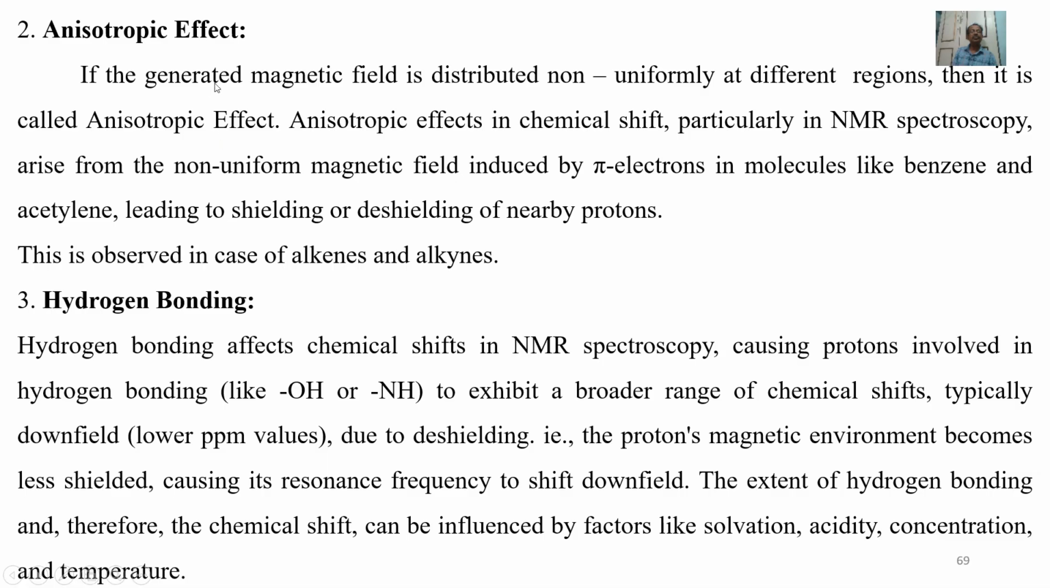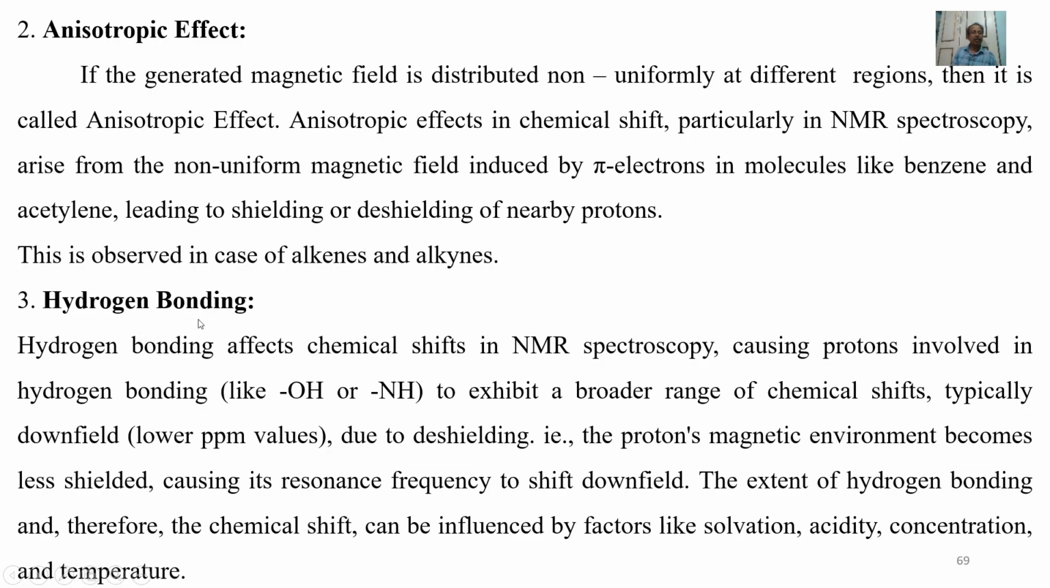Anisotropy effect. When the generated magnetic field is distributed non-uniformly at different regions, it is called the anisotropic effect. Anisotropic effects in chemical shift, particularly in NMR spectroscopy, arise from the non-uniform magnetic field induced by pi electrons in molecules like benzene and acetylene, leading to shielding or de-shielding of nearby protons. This is observed in the case of alkenes and alkynes.